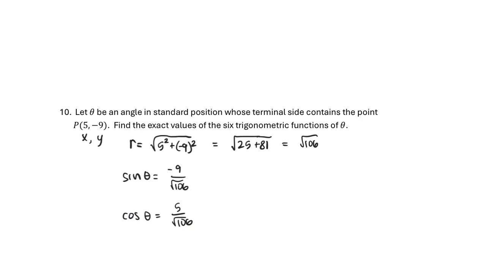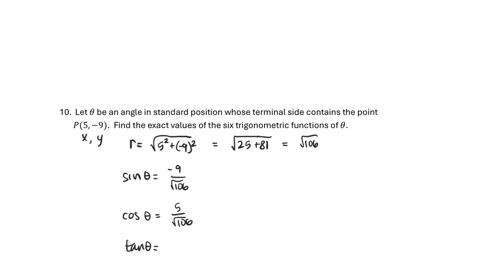And if we notice here, the sine is negative, the cosine is positive. If we consider the location of the point, 5 comma negative 9, that's in quadrant 4. If you recall, in quadrant 4, cosine is positive and secant will be positive. So cosine and secant will be positive. Every other trig function in quadrant 4 should be negative. So sine should be negative. Tangent should be negative.